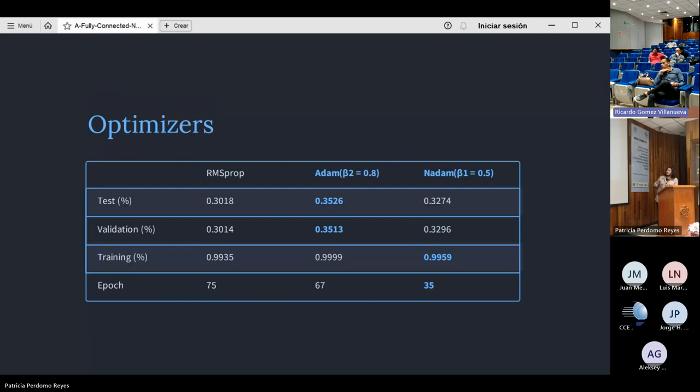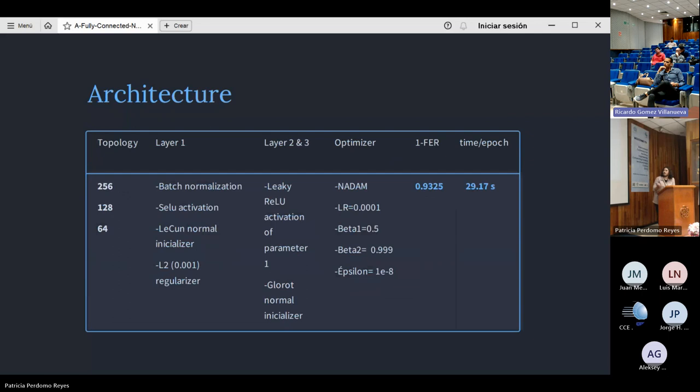You can see our results. Adam is the best in accuracy, but Nadam suffers less overfitting, and the amount of epochs is almost half. The other optimizers also obtain good results. Then, putting it all together, we come up with this topology.